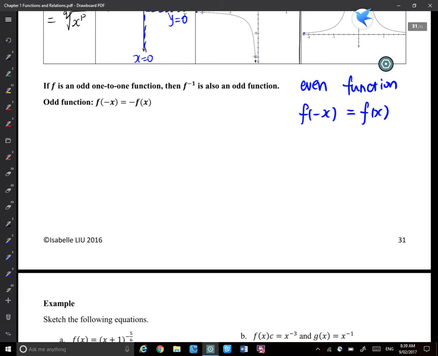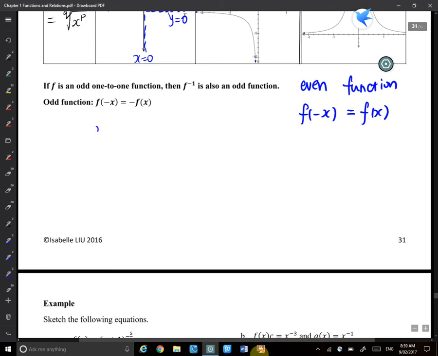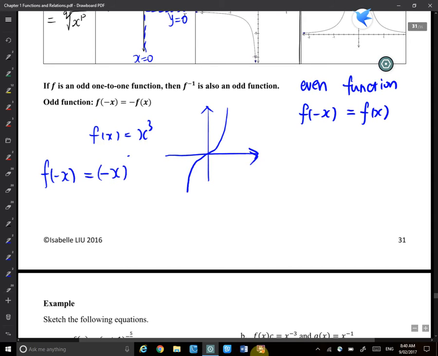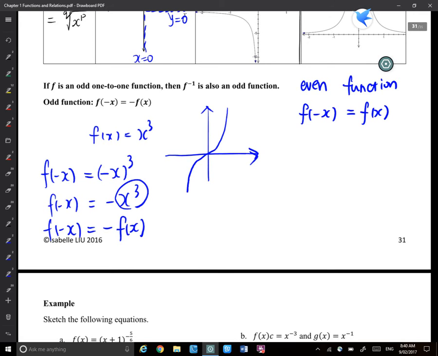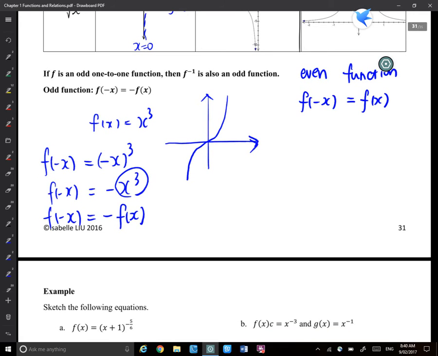If you know a function is a one-to-one function and it's an odd function, then the inverse must be a one-to-one odd function as well. An example will be f(x) equals x cubed. That is a one-to-one function. And we can test: f(-x) equals (-x) to the power of 3, which equals -x to the power of 3, so f(-x) is equivalent to -f(x), because x to the power of 3 is f(x). We know this is an odd function, and we know it's one-to-one.